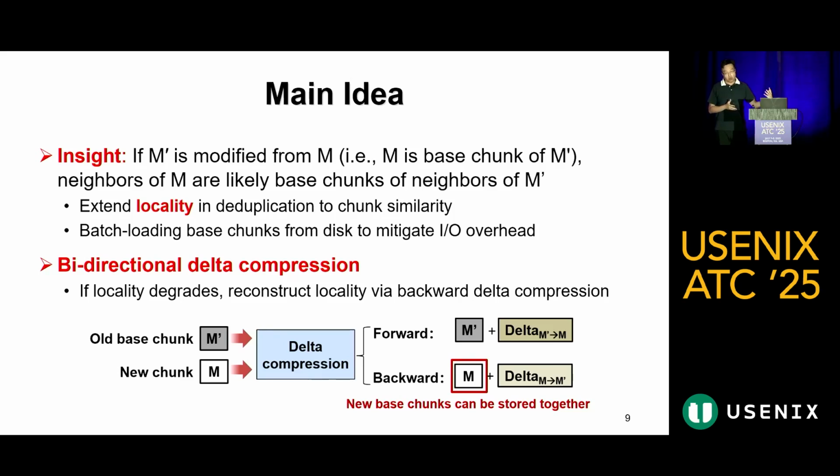So later on, when you store more backups, you use this new base chunk, then you don't need to refer to the very old base chunk. Because the new chunk and old chunk are still similar, it doesn't matter which one will be the base chunk. So if we use the new chunk as the base chunk, then we can reconstruct the locality. That's the main idea.